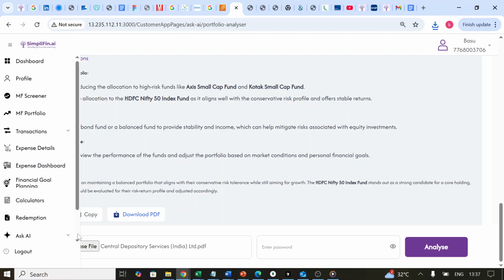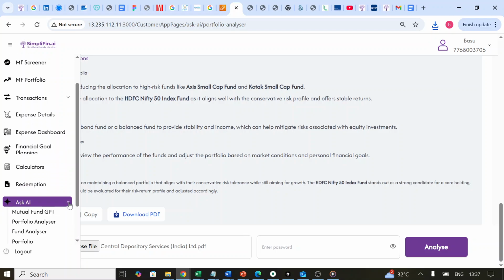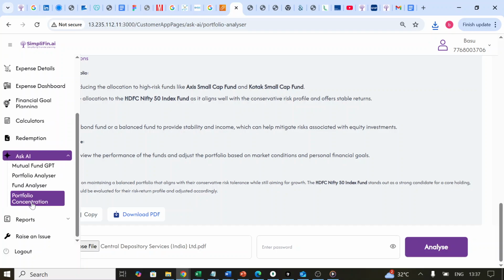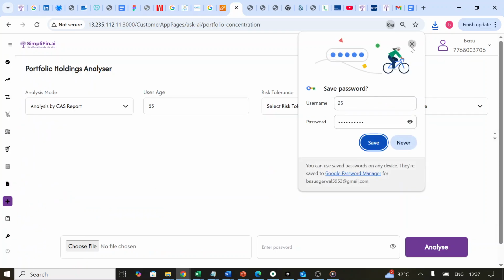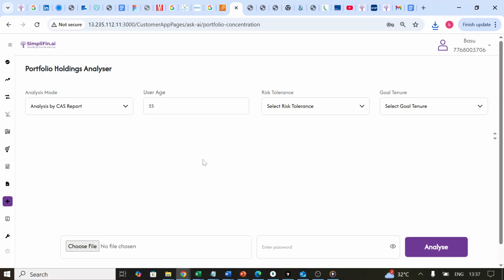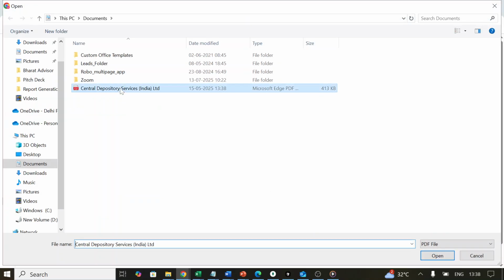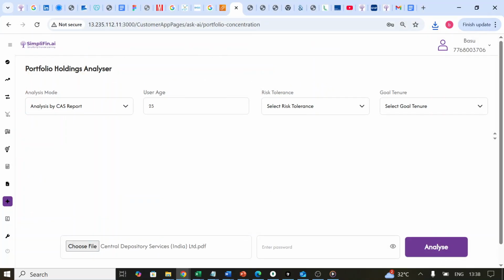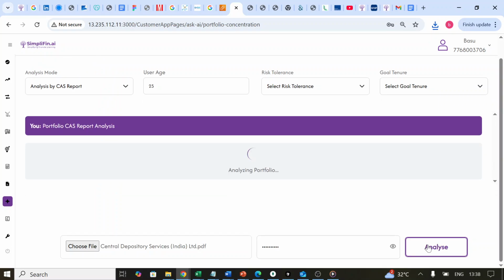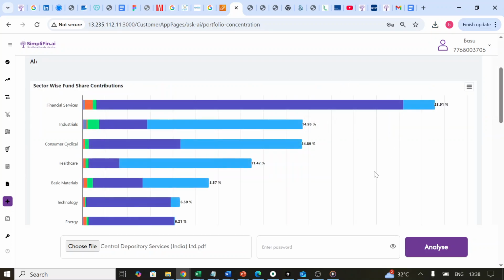Then there is also another tool by which you can look into the concentration of your portfolio. So if there's any overlapping, if there are multiple, or maybe you're highly concentrated towards a single stock, all of those things you can identify. Again, similarly, I will upload the cash report. Once we upload this cash report, just putting the password here, then you click on analyze. So this is the report which is ready for you.